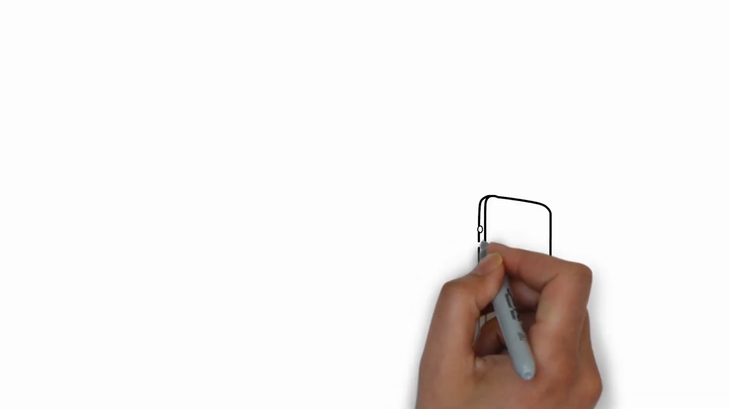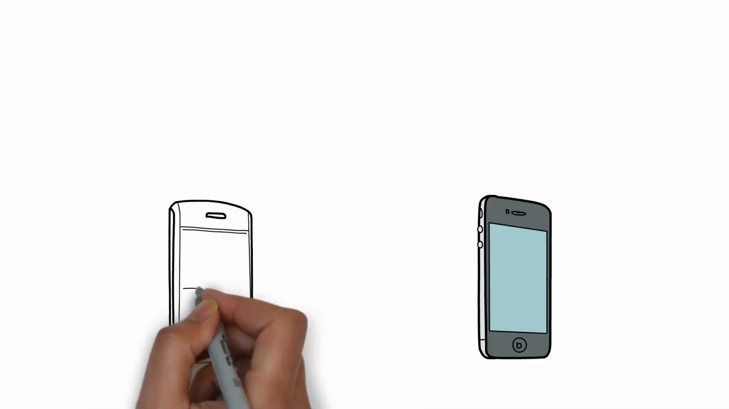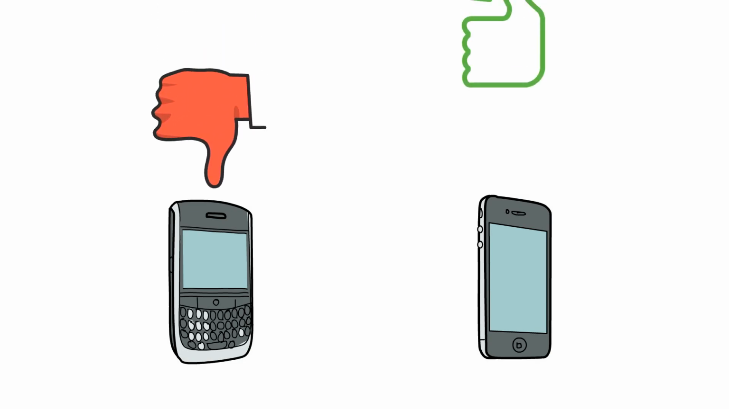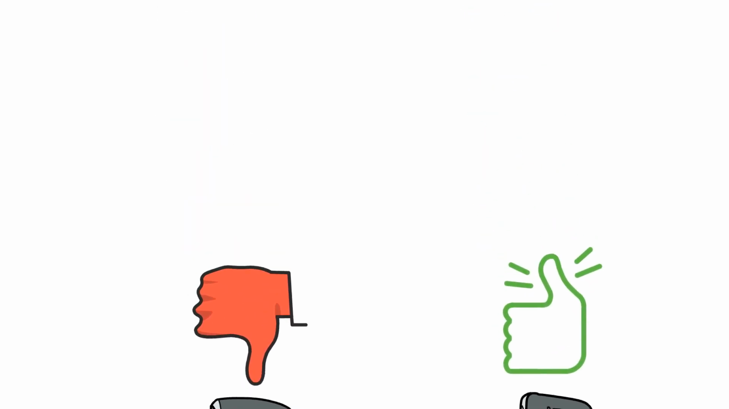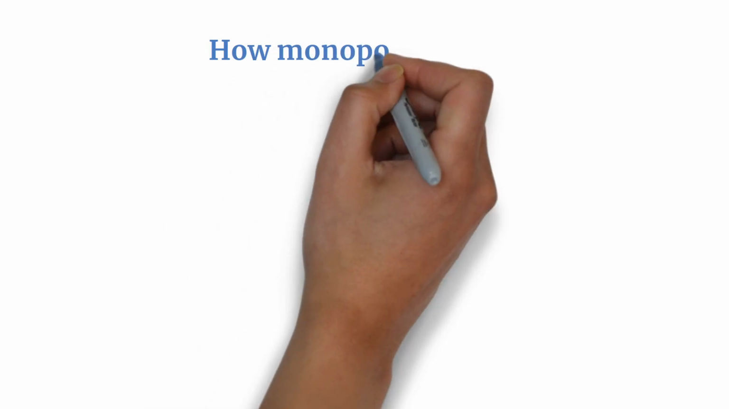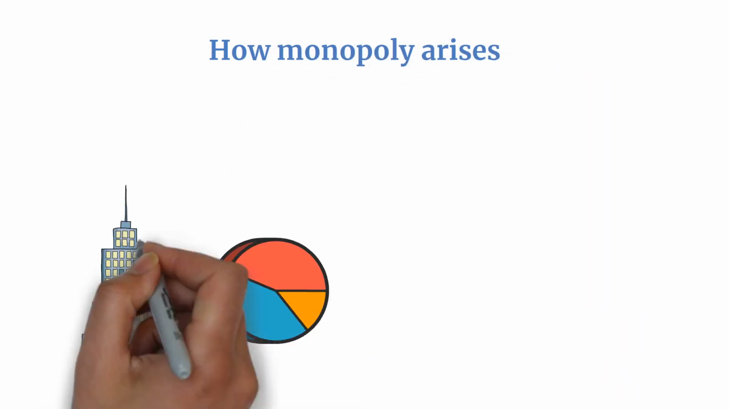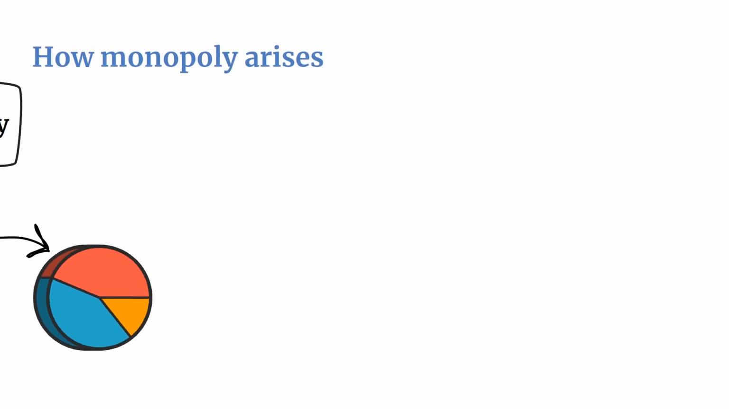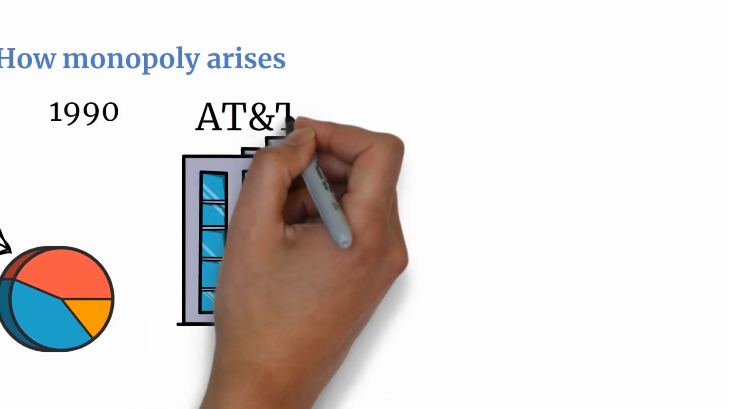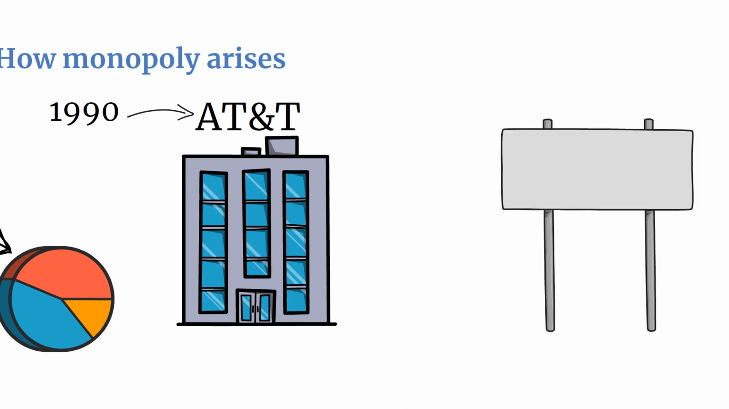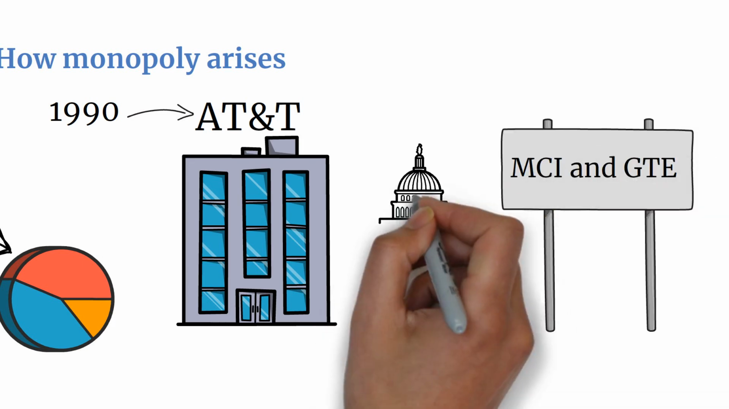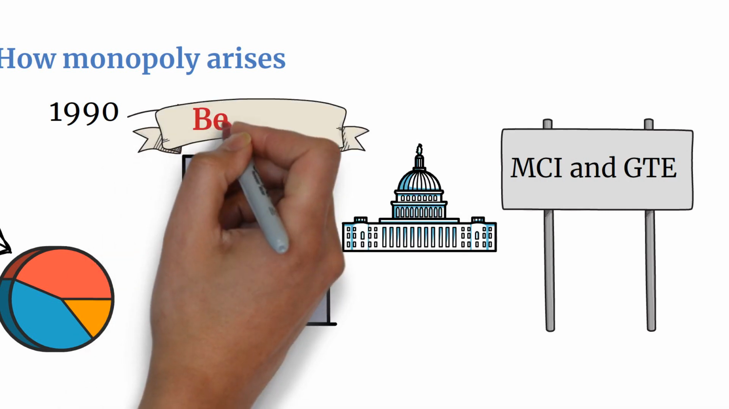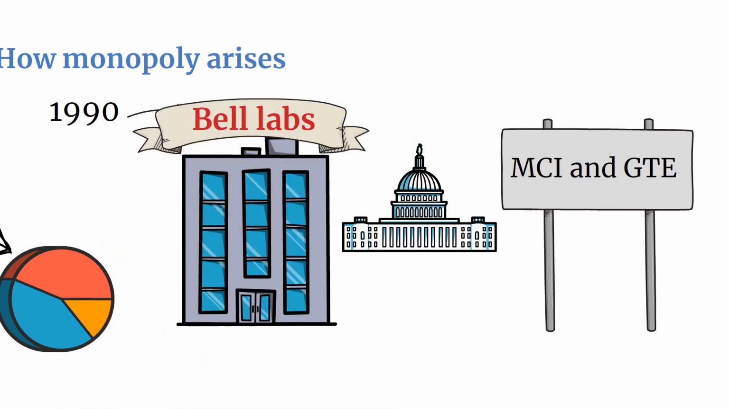Technology can keep a company relevant or put them out of business. The advent of the smart screen ushered in the end of push-button phones like BlackBerry and Nokia. How monopoly arises. When a single company has all or most of the market share, it is considered a monopoly. In the 1990s, AT&T was considered a monopoly. Companies like MCI and GTE pushed for government intervention. This led to the breakup of AT&T into sub-companies such as Bell Labs.